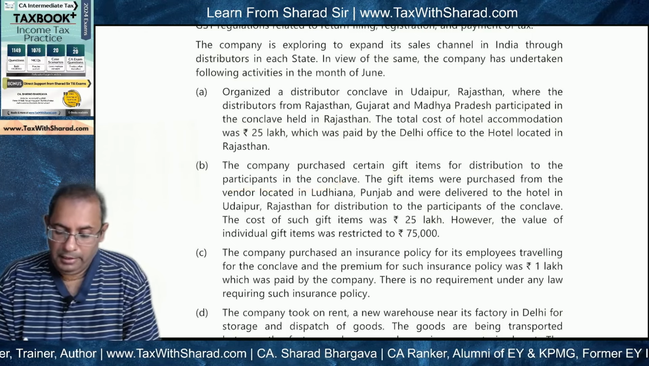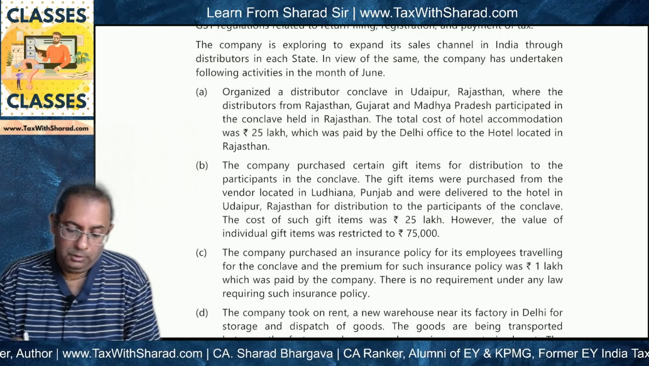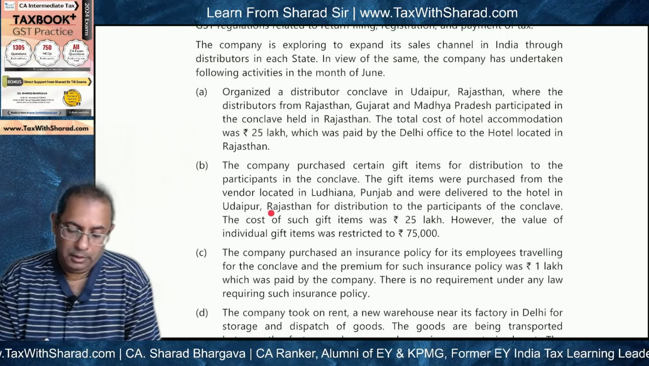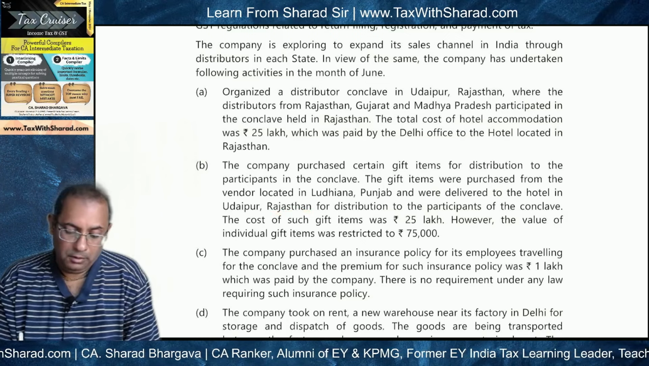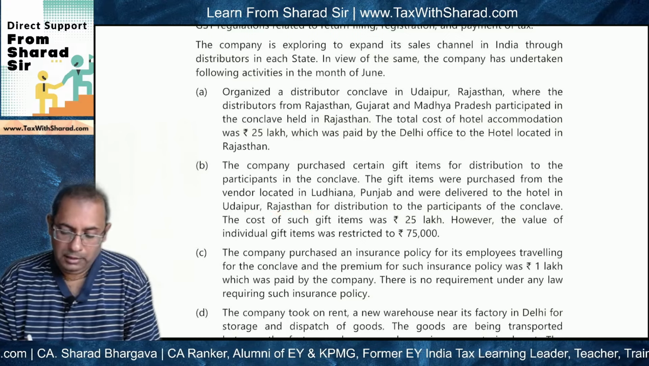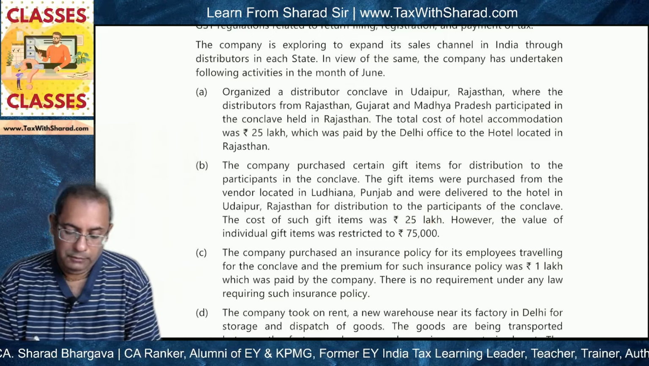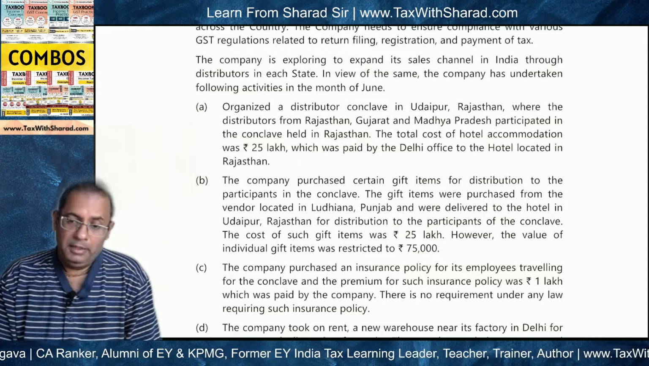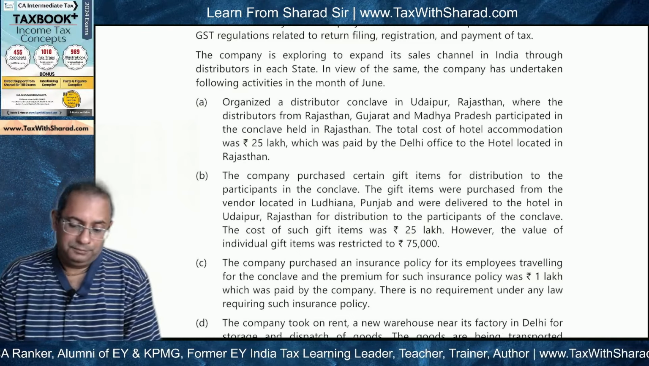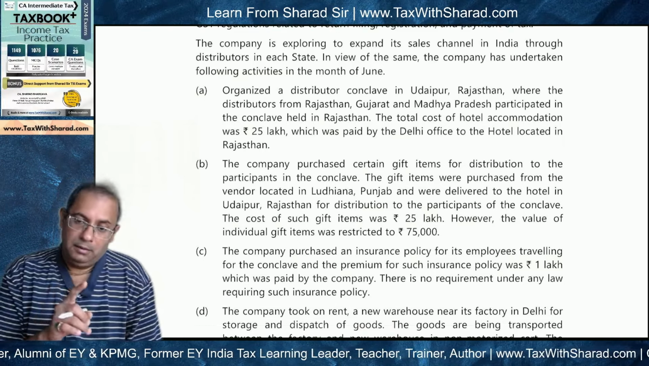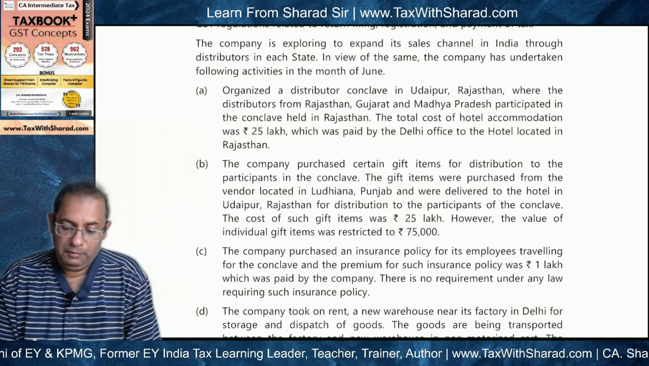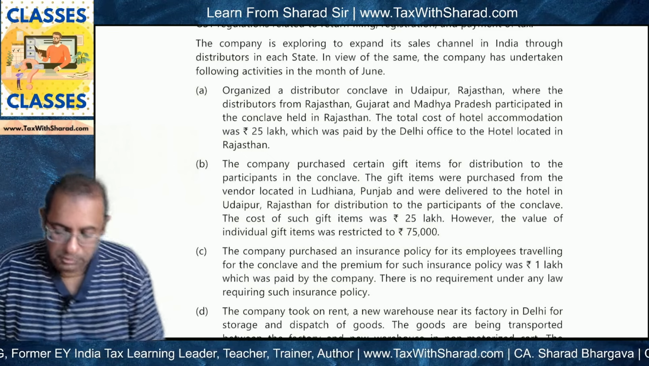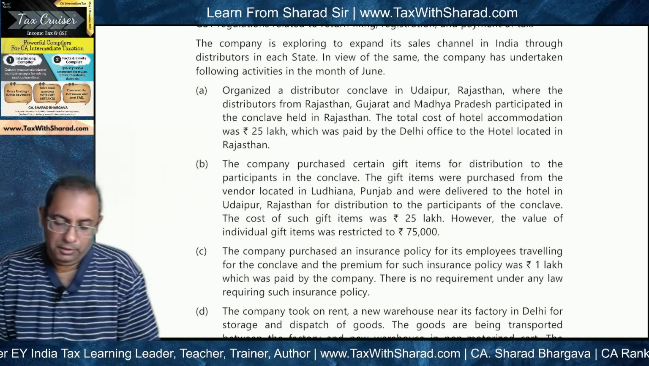The gift items were purchased from the vendor located in Ludhiana, Punjab, and were delivered to the hotel in Udaipur, Rajasthan for distribution to the participants of the conclave. The cost of such gift items was 25 lakh. However, the value of individual gift items was restricted to 75,000. So here XYZ is registered in Delhi. The conclave is taking place in Rajasthan, and the gift items have been procured from the vendor in Punjab. And the question is, what will be the place of supply in this particular case?